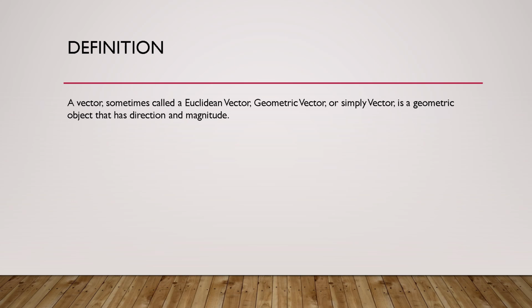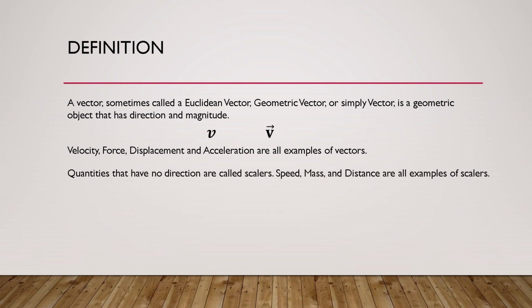A vector, sometimes called a Euclidean vector, geometric vector, or simply vector, is a geometric object that has direction and magnitude. A vector can be expressed as a bold-faced italicized letter, usually u, v, and w, or a letter with a direction line overscore. Velocity, force, displacement, and acceleration are all examples of vectors. Quantities that have no direction are called scalars. Speed, mass, and distance are all examples of scalars.